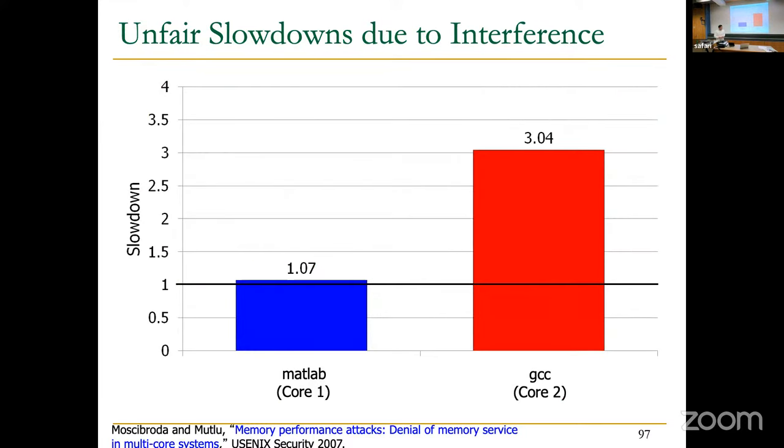So this is one example. We see unfair slowdowns due to interference in the slide. On the y-axis, we have the slowdown. On the x-axis, we have two different applications running on the same system in different cores. In core one, we execute a MATLAB program. In core two, we're executing GCC to compile something. The bars represent the slowdown these applications suffer compared to when they're run alone in the same system. The slowdown is disproportionate, right? This is a problem. You don't expect one workload to be slowed down significantly more than the other workload. They should have similar slowdowns if the system is fair to them.